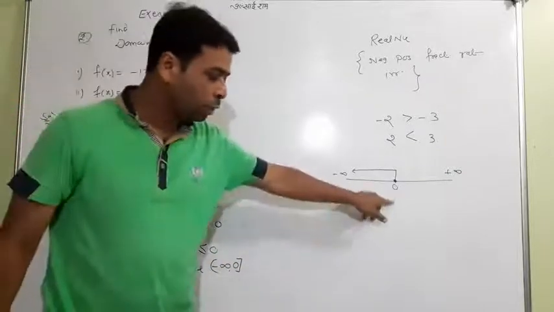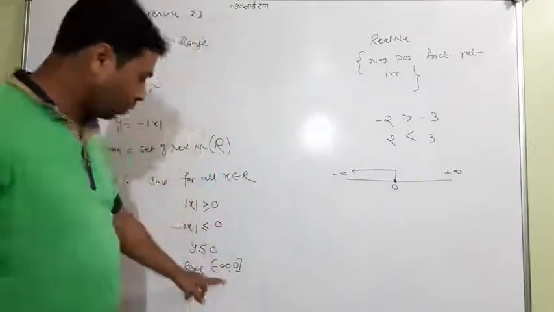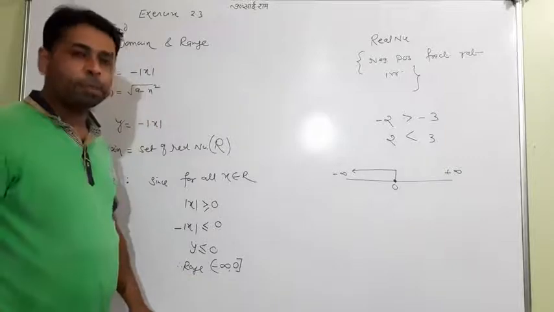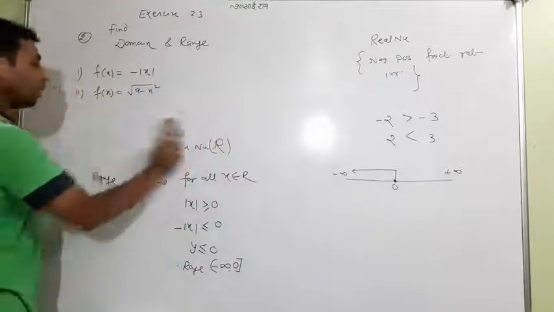Why? Because 0 is included in the answer, and minus infinity is always excluded from the answer. So it is your range. This is a different idea, but by practicing you can get it easily. Okay, so let me wrap it up. Now I'll move on to the second one.